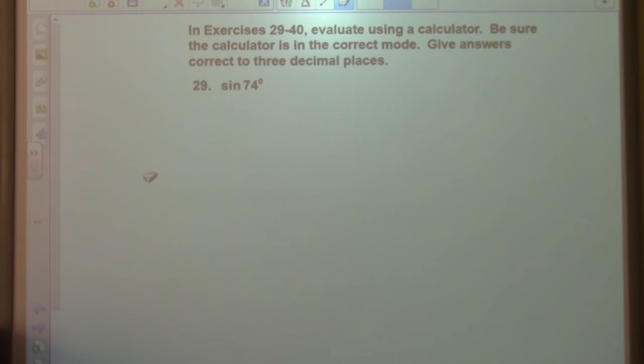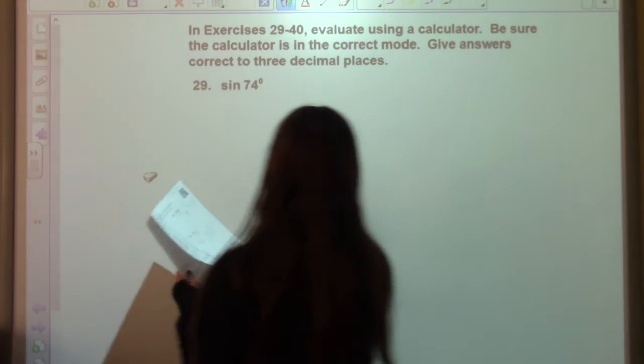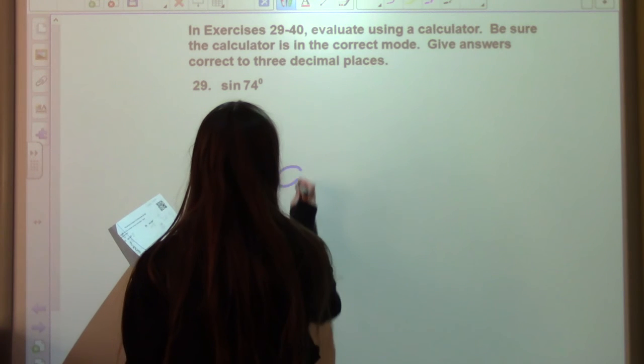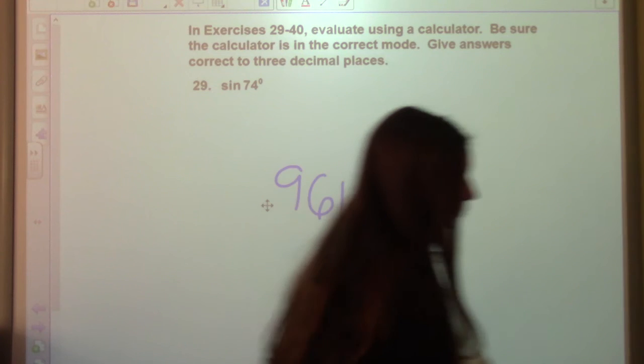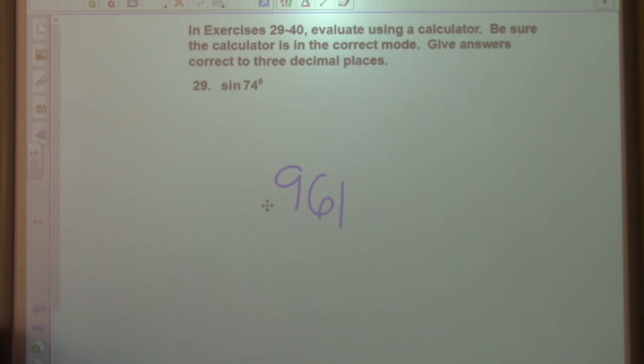Okay, this one here, number 29, we have GL. I got an error when I tried to put this into the calculator. 3.07, I got that. You got an error too? Can you work that out, please? I am so lost. Okay, 0.961, right?